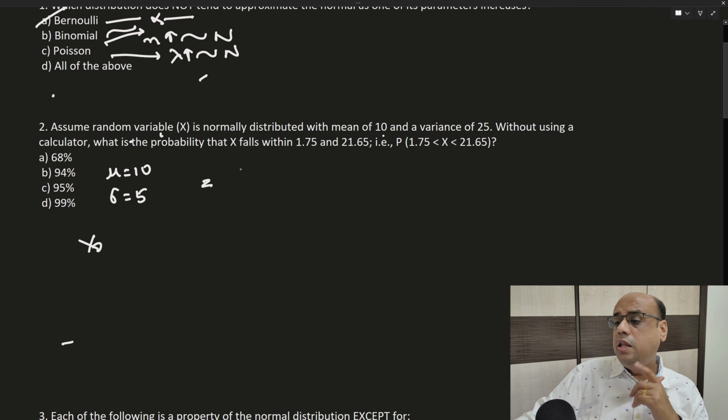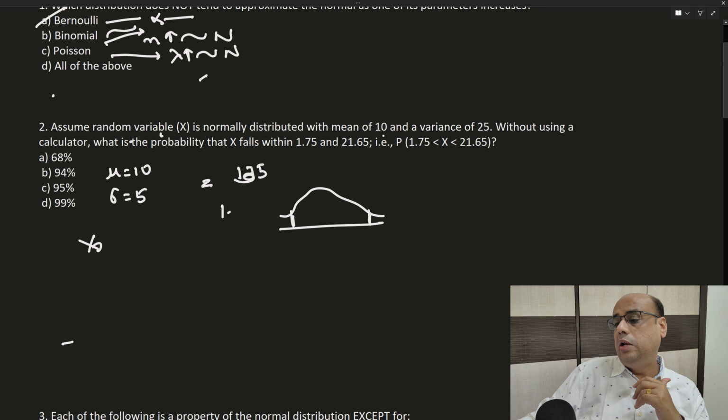So if we calculate the z value for the lower range, we just want to know for a standard normal variable what this value and this value are. If this is A and this is B, the probability that a random variable lies between A and B is this area. So we just need to find this A and B.